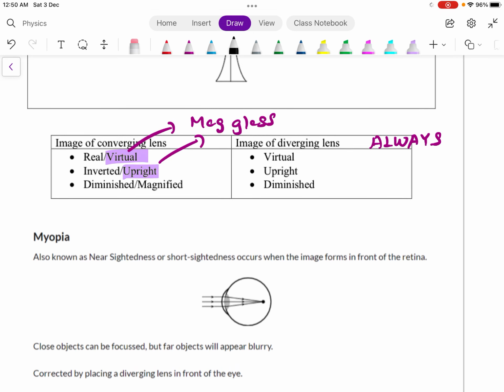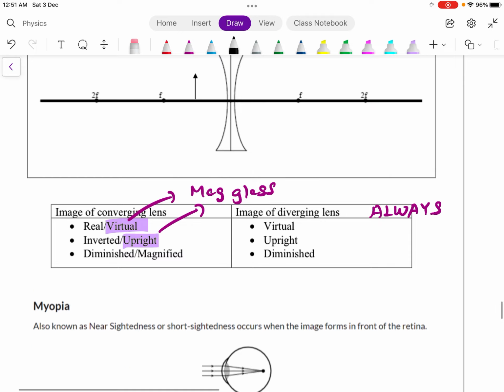The summary will be: the image of a converging lens will either be real or virtual. Virtual is only applicable for the magnifying glass. The other cases are all real images. The second is inverted or upright. Upright, same thing, is only applicable for the magnifying glass, but inverted is the other scenario. Then last but not least, diminished or magnified. The image of a diverging lens is always virtual, upright, and diminished. So these are the three characteristics of the image of a diverging lens. Okay, so that is it for your lenses.